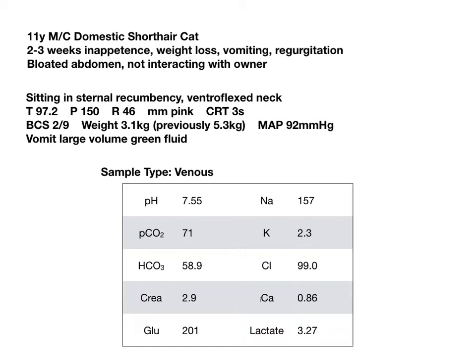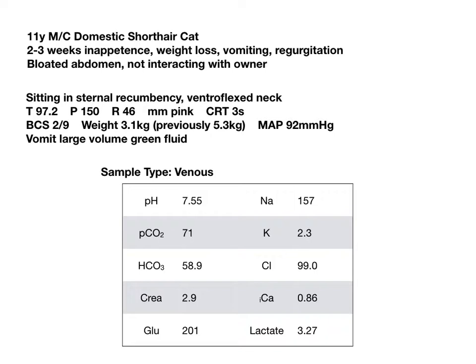We were presented with an 11-year-old cat who's really quite sick. He has a 2 to 3 week history of progressive anorexia, vomiting, regurgitation, and weight loss. Today he's conscious, but not interacting with the owner, and over the last few days the owner's noticed a progressive bloating of the abdomen. On the initial assessment, he's sitting in a sternal position with his neck ventroflexed. He's cold, bradycardic, tachypneic. He has a prolonged CRT, and his blood pressure on the Doppler is 92 millimeters of mercury.